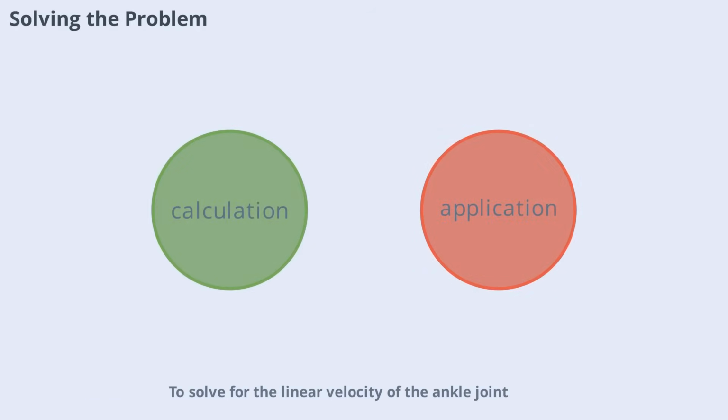To solve for the linear velocity of the ankle joint, we use the formula v equals r times omega. Plugging in the values, we get v equals 0.45 m times 6 rad/s, which equals 2.7 meters per second. This calculation shows how quickly the ankle moves in a straight line during the knee extension exercise, providing valuable data for performance analysis.